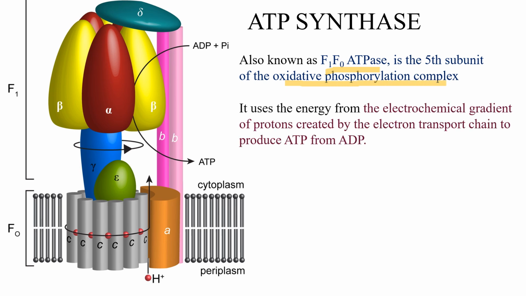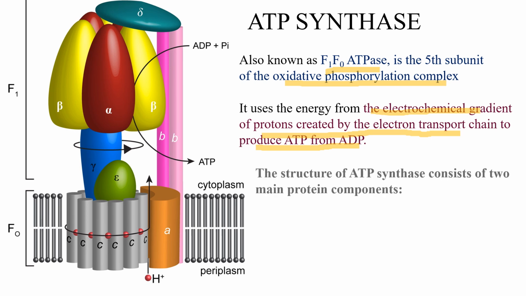It uses the energy from the electrochemical gradient of protons created by the electron transport chain to produce ATP from ADP. So it uses the electrochemical gradient of protons, which is created by the electron transport chain through NADH and FADH2, and protons are present in the intermembrane space, which creates the proton gradient, and this is used by ATP synthase to produce ATP.